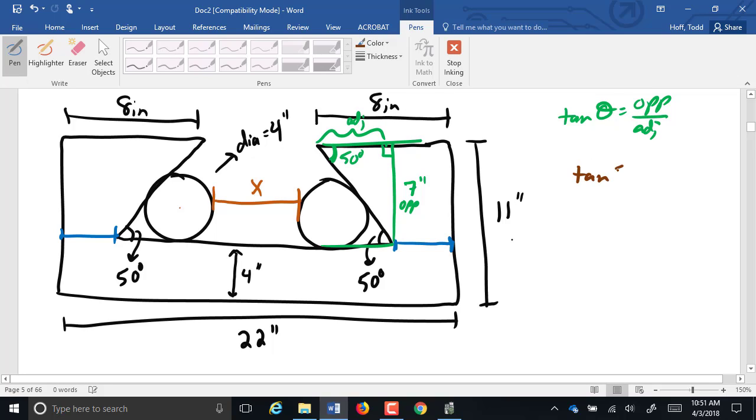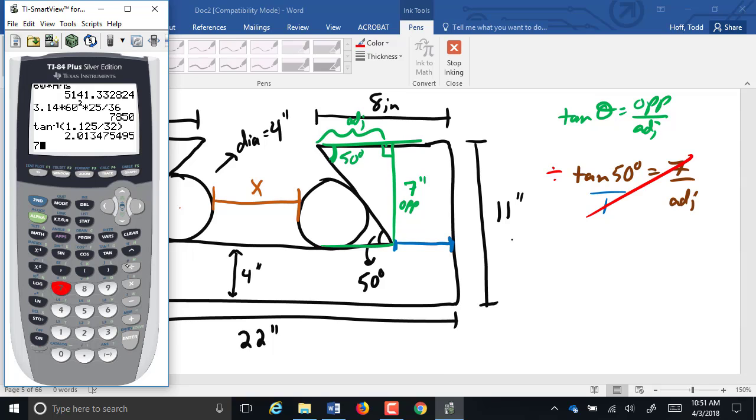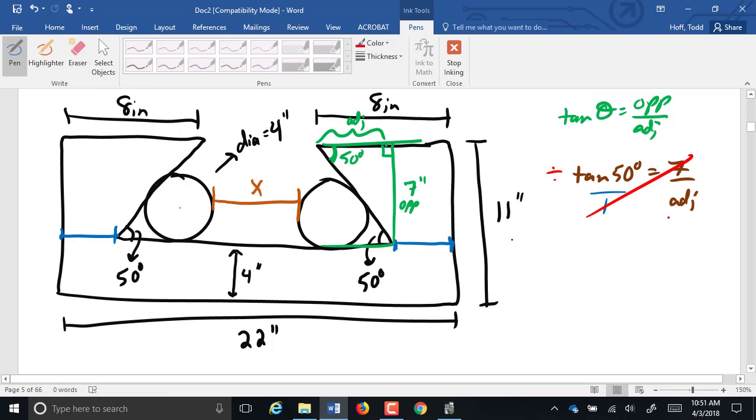So we have the 50 degrees, so tangent of 50 degrees equals our opposite side, 7. We are looking for the adjacent side. Put that over 1 and we'll cross multiply and divide. So 1 times 7 is 7. 7 divided by the tangent of 50 gives us 5.874 inches. So what that means is this is 2.126 inches on each side.